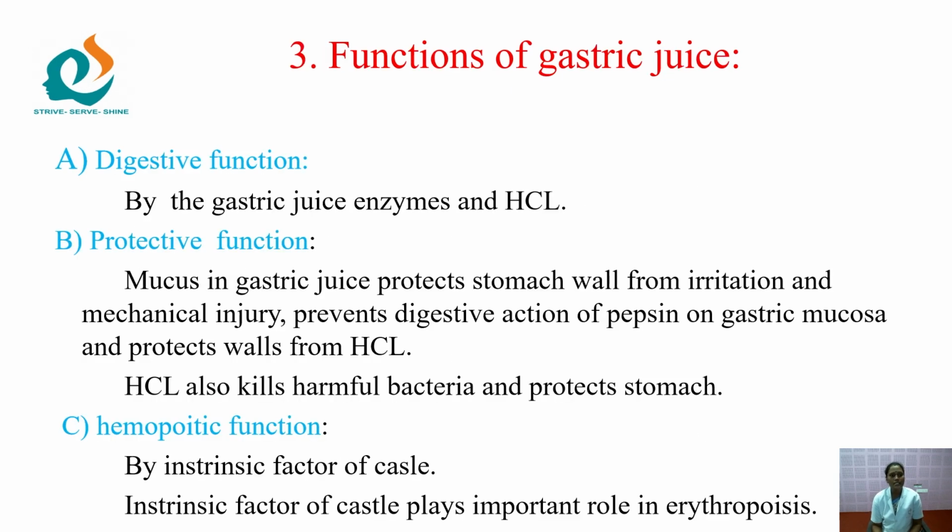Then the gastric juice functions. The first is the digestive function, the second is the protective function, and the third is the hemopoietic function. In the digestive function, the gastric juice enzymes with HCl acid mix with the food content. With the help of this HCl the food is easily digested, and HCl also kills microorganisms. Next, the protective function: mucus in gastric juice protects the stomach wall from irritation and mechanical injury.